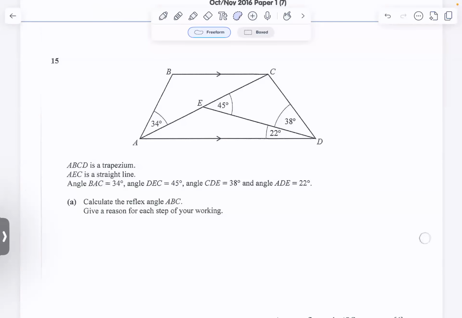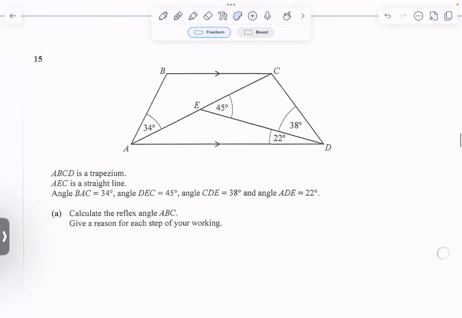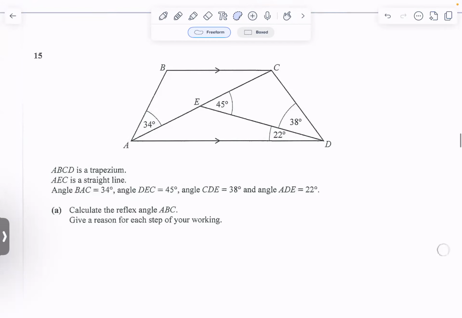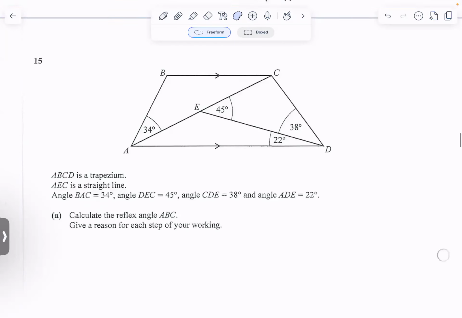Right, question 15. Question 15 is about angles. So let's just jump straight into it. ABCD is a trapezium, with BC parallel to AD. AEC is a straight line, and then they give you all of the information of the angles, and then they ask you to calculate the reflex angle ABC.